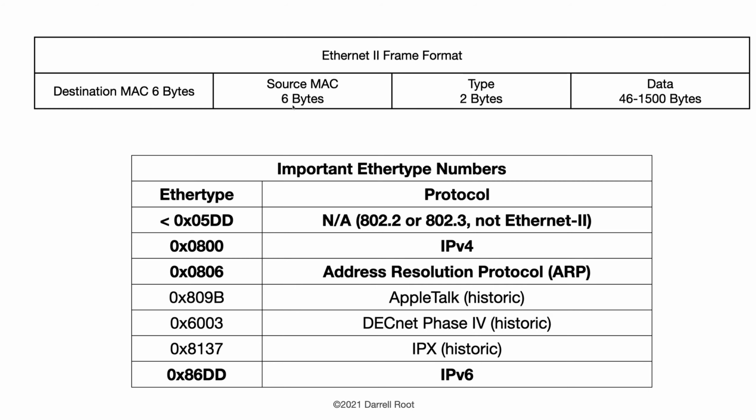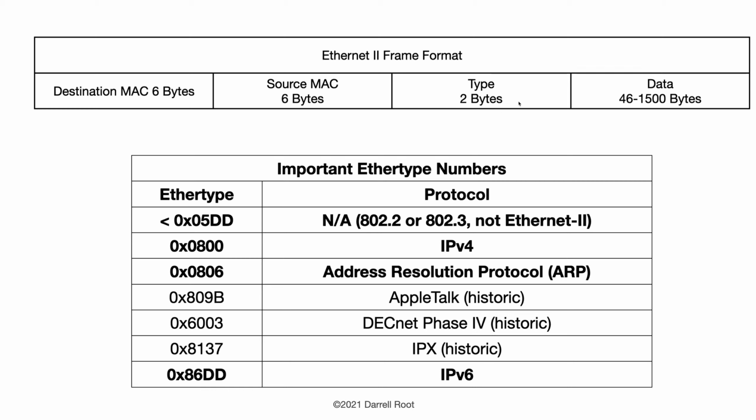Then we have the source MAC address, 6 bytes, 48 bits. We have the type, 2 bytes. The type has to be greater than 1500 decimal, which is 05DC in hexadecimal, because if it was below that, then it would be a length and it would be a different type of Ethernet frame format. And then we have the data encapsulated by the Ethernet frame, which can be from 46 to 1500 bytes, and it will add padding as necessary.